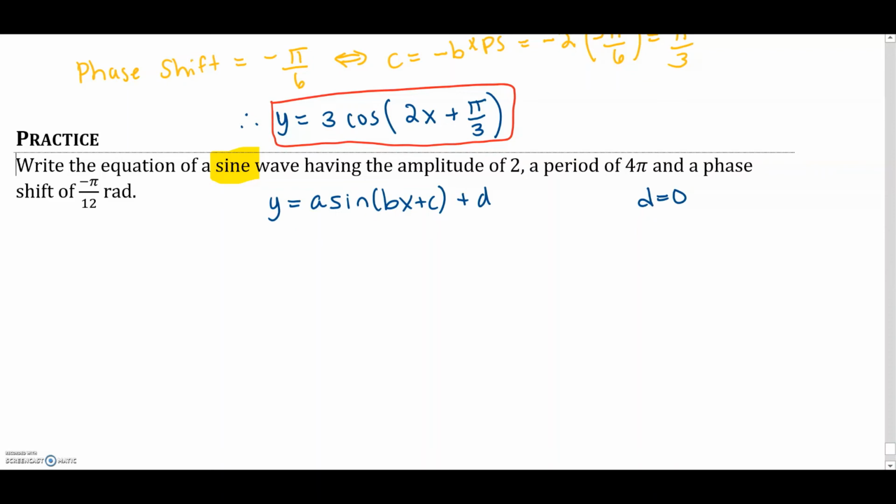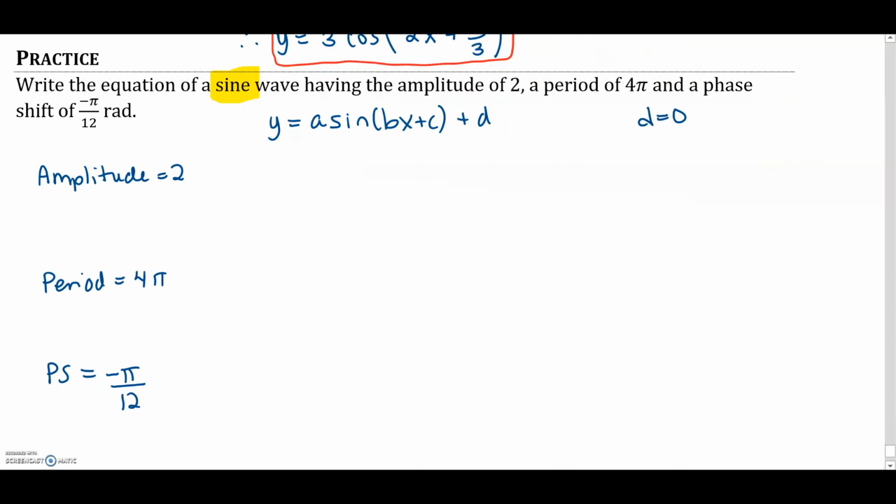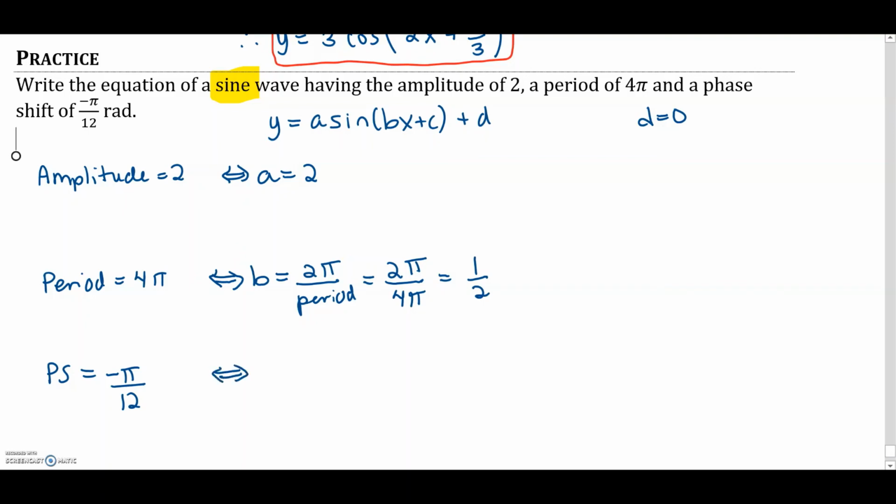Technically, for this, you could have any midline value given, and it would be a valid equation. It would satisfy each of the other constraints. Let's write down everything we know and then calculate the constants. Given that our amplitude is 2, this means that our a value is equal to 2. Since our period is 4 pi, we can calculate b as being 2 pi over our period, 2 pi over 4 pi, which reduces to 1/2. And lastly, our phase shift is negative pi over 12.